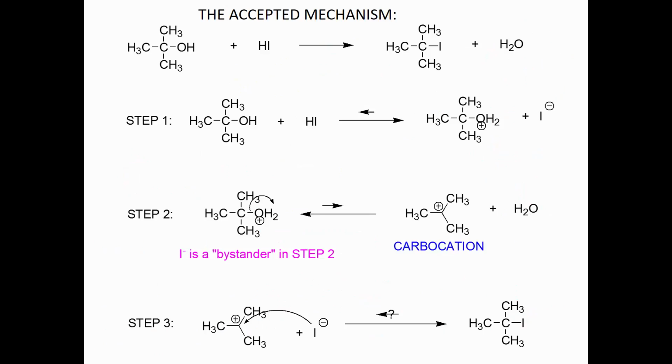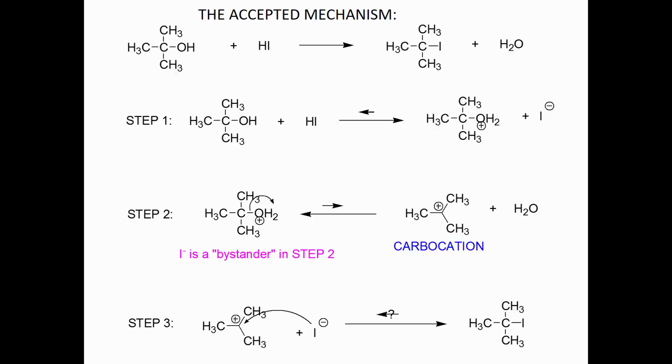If we look at the mechanism for the reaction we're talking about, this is the generally accepted mechanism. I've used a tertiary alcohol, simple t-butyl alcohol, as my example, because that is the type of alcohol where the reaction occurs at the most rapid rate, and we'll talk about that a little later.